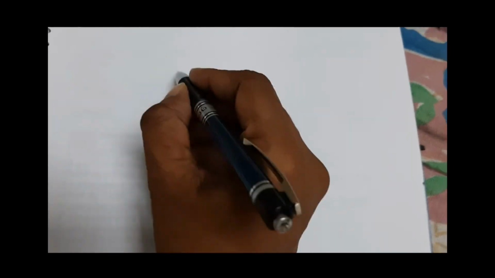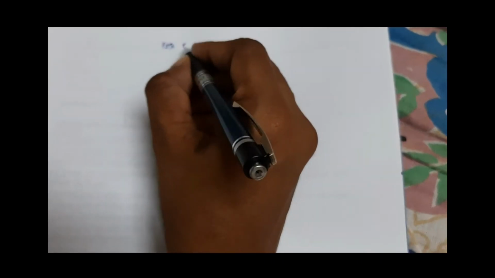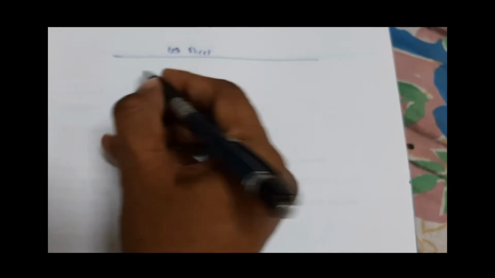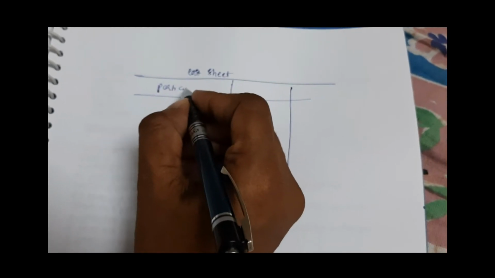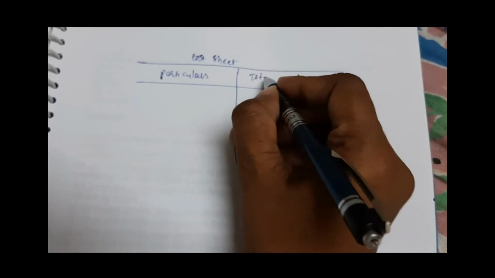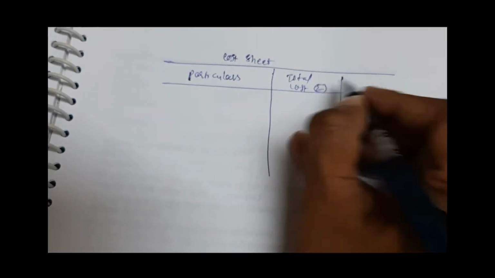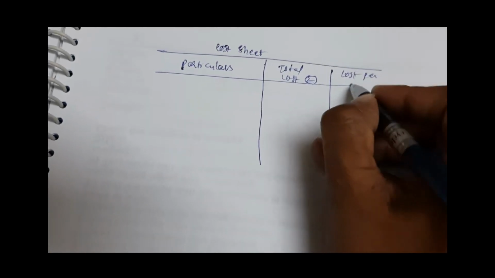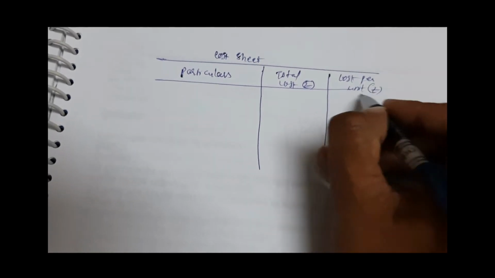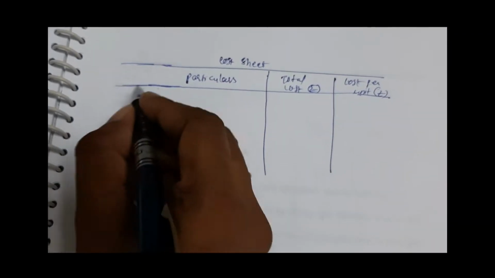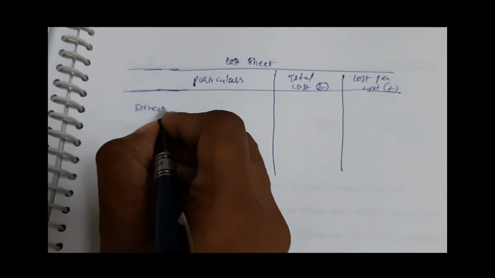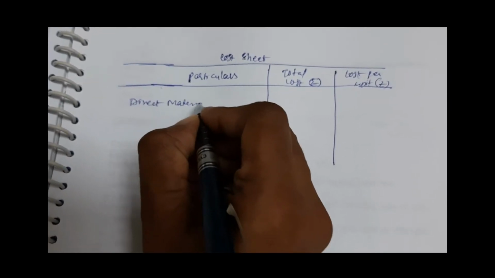So, before starting with the solution of the sum, we'll see now the simplest form of cost sheet format. Cost sheet will be prepared in the form of a statement where particulars, total cost in rupees, cost per unit in rupees will be there, and the cost sheet is going to start with the direct material consumed.